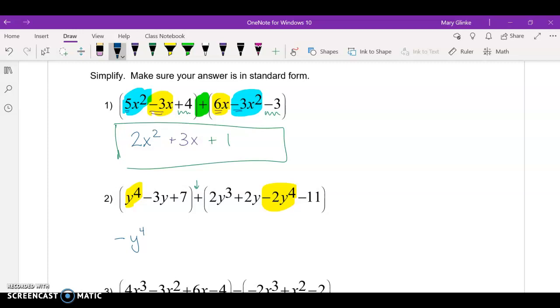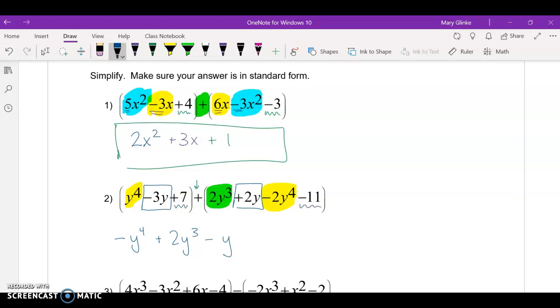Then I would look for a degree of 3, and I actually see a degree of 3 here. There's nothing else to combine it with, so therefore it is going to be plus 2y to the third. Then I look for my y squareds. I'm not seeing any y squareds. Okay, so then I look for my y. I see my y here. I have a negative 3y and a positive 2y. So that's going to become negative 1y.